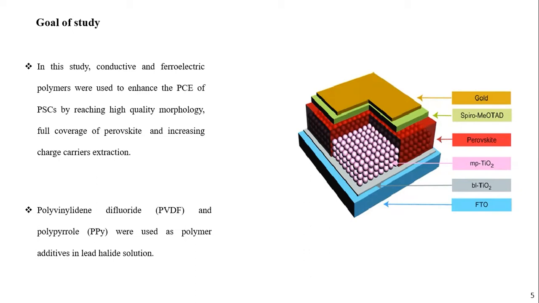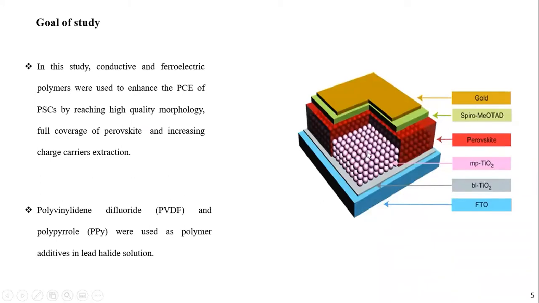Besides, polypyrrole as a conductive polymer increases current of our solar cell because of its conductive properties. On the other hand, PVDF as a ferroelectric polymer additive is expected to have double effect on perovskite solar cell. First, improving perovskite layer quality, and second, inducing driving force to charge carrier extraction because of its ferroelectric properties.